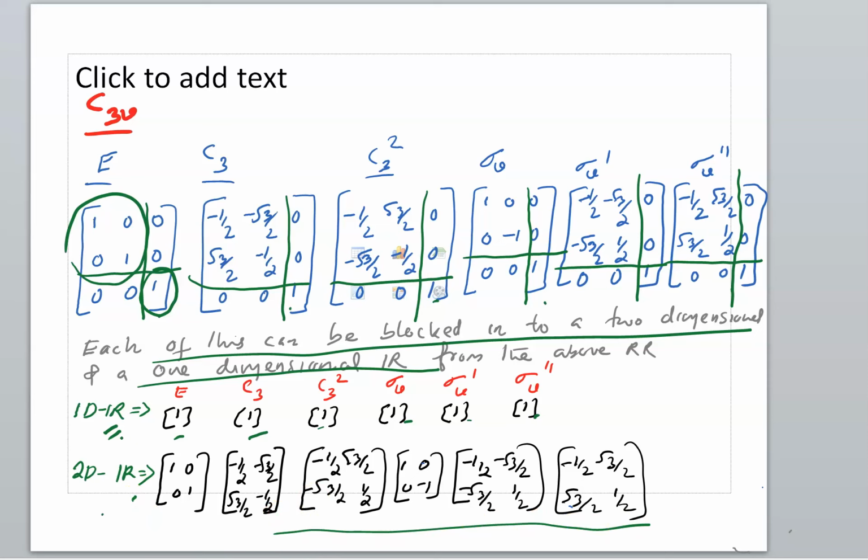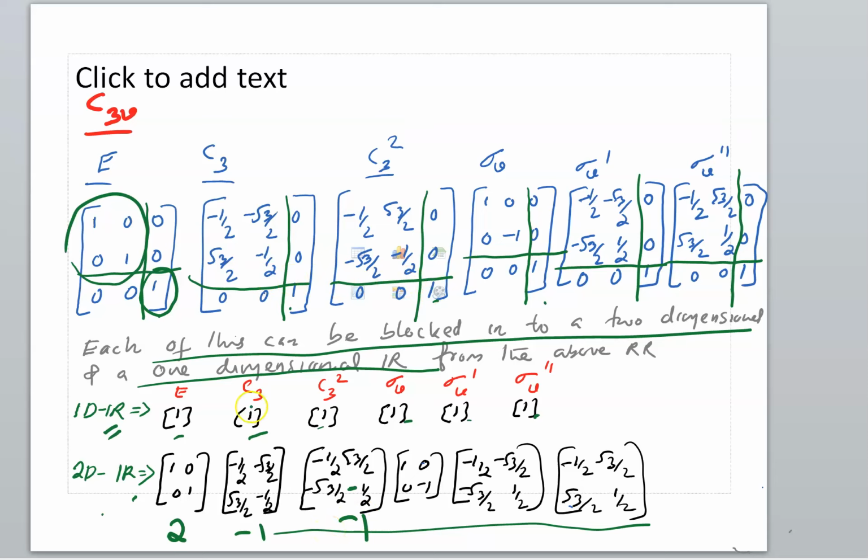But in the case of the 2-dimensional IR, this is a whole matrix. We do not want the whole matrix representation. We need only the characters. Therefore, the character of this matrix is 2. This is minus 1 by 2, minus 1 by 2, that is equal to minus 1. Actually, this is minus 1 by 2, minus 1 by 2, yes. This is equal to, again, minus 1.